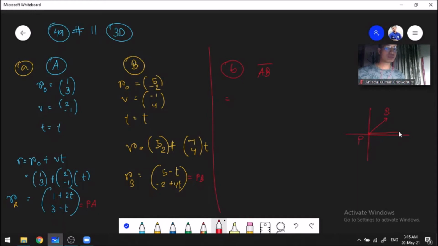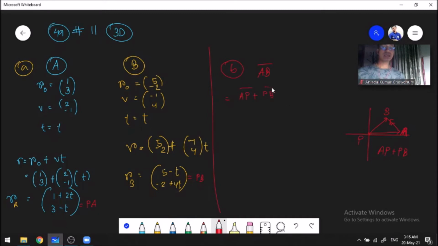We have our origin at P, we have PB and PA. Now we want to find the vector AB. So if you want to go from A to B, you have to go from AP to PB. AP to PB. Okay, fine.